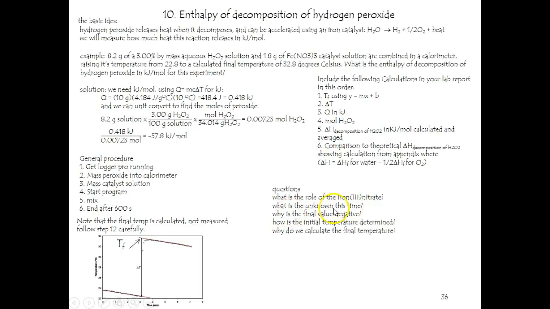What's the unknown this time? Is there any unknown? Why is the final negative value negative? Why do we put that negative here, and what does that mean? How do we determine the initial temperature here? How do we do the final temperature using the equation of a line? I hope this helps you understand this experiment, and this is the enthalpy of decomposition of hydrogen peroxide.